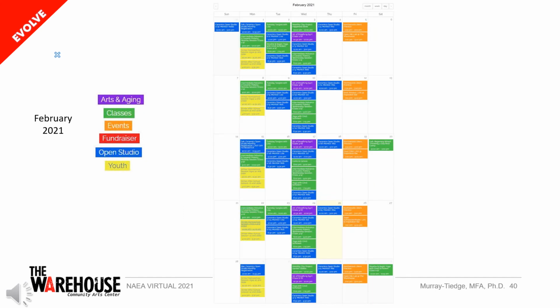Even with COVID, here is a look at February 2021. We normally have a Super Bowl fundraiser at a local pub, but COVID prevented that this year. Still, I think we are doing well under these circumstances.